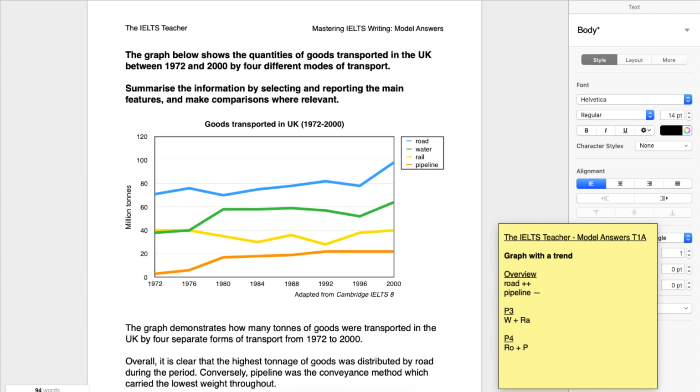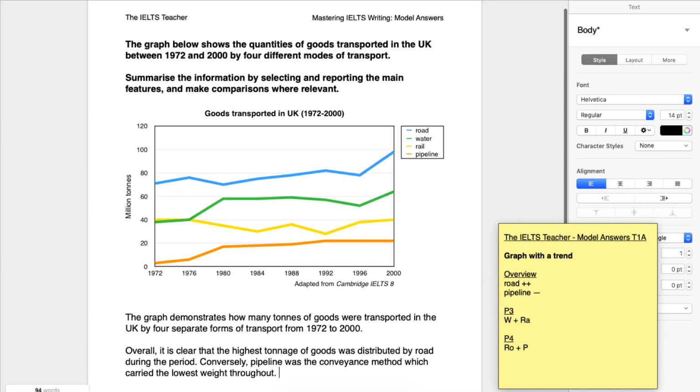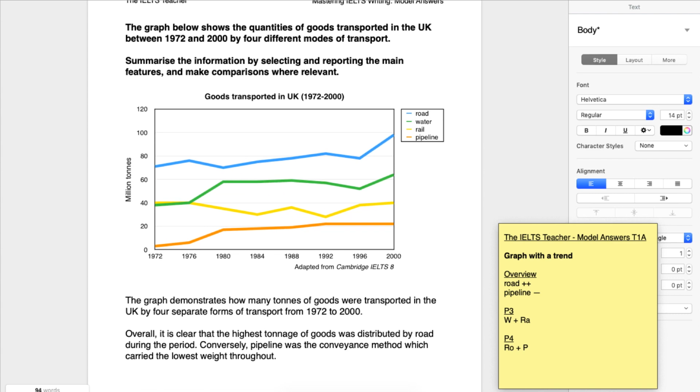So let's have a look at this again. Overall, it is clear that the highest tonnage of goods was distributed by road during the period. Conversely, pipeline was the conveyance method which carried the lowest weight throughout. You could, if you wanted to, turn that into a complex sentence using whereas. As this is the first lecture, I'm not going to go quite that far at least in the overview. We may come to that in the detailed paragraphs.